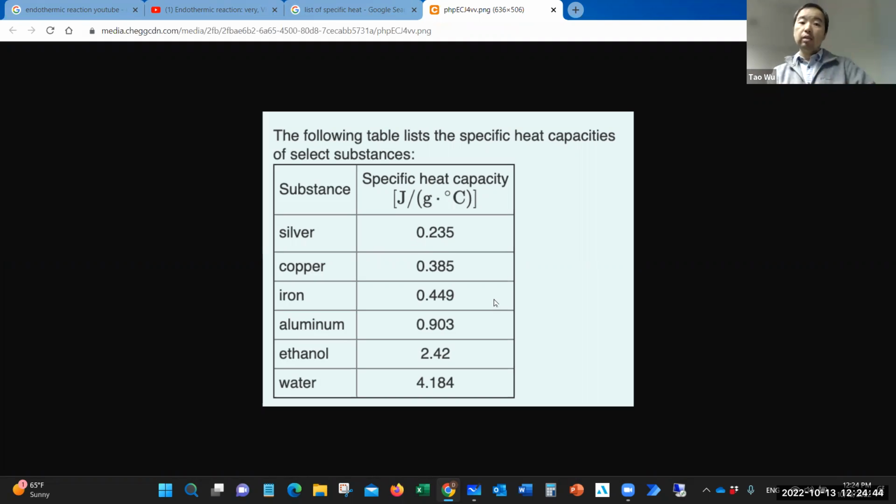Now let's talk about water. What is the application that we can use for water? Water has a very high specific heat. That means we need quite a lot of energy to raise the water from 10 Celsius to 11 Celsius, right? From 10 Celsius to 30 Celsius, they need quite a lot of energy, right?